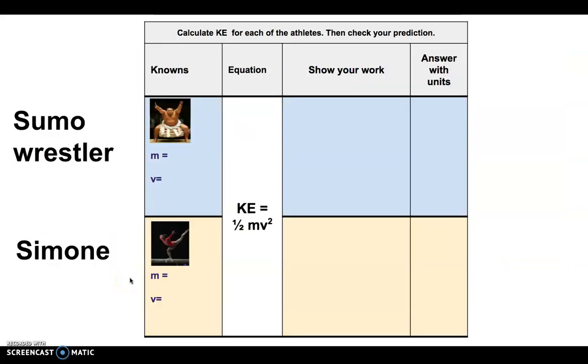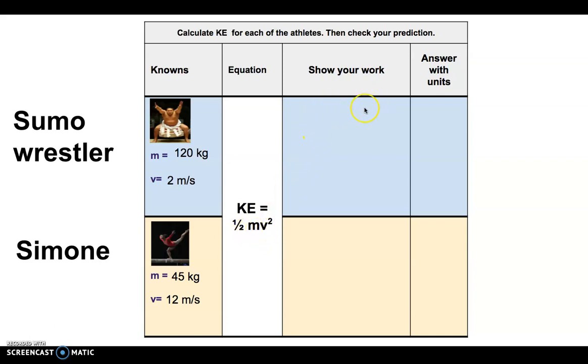I again have a calculation set up, started for you. You want to take a moment and write down the knowns on your calculation paper. I know the mass of the sumo wrestler, and I know all this other information. So I've written that down: my velocity, the mass of Simone, the velocity of Simone. Excellent. Then we know our equation for kinetic energy is 1/2 mv squared.